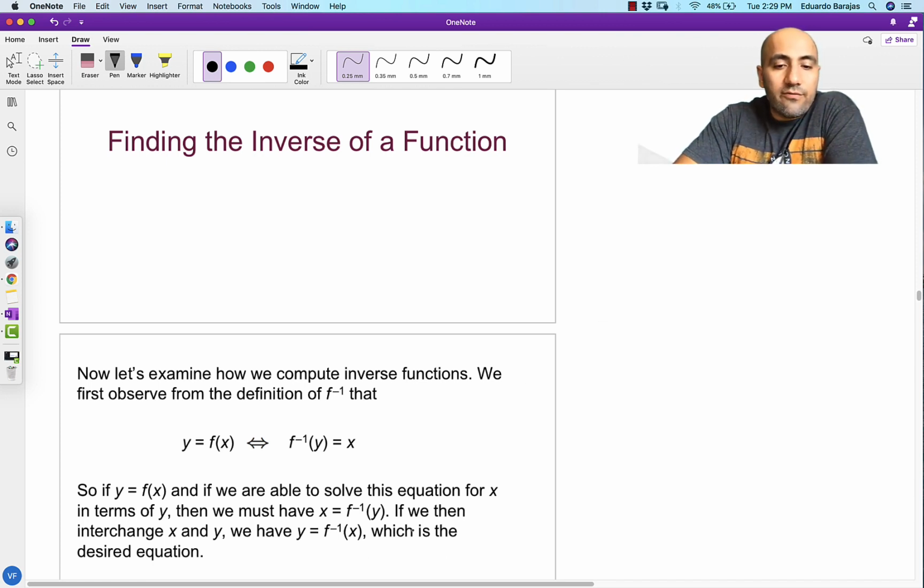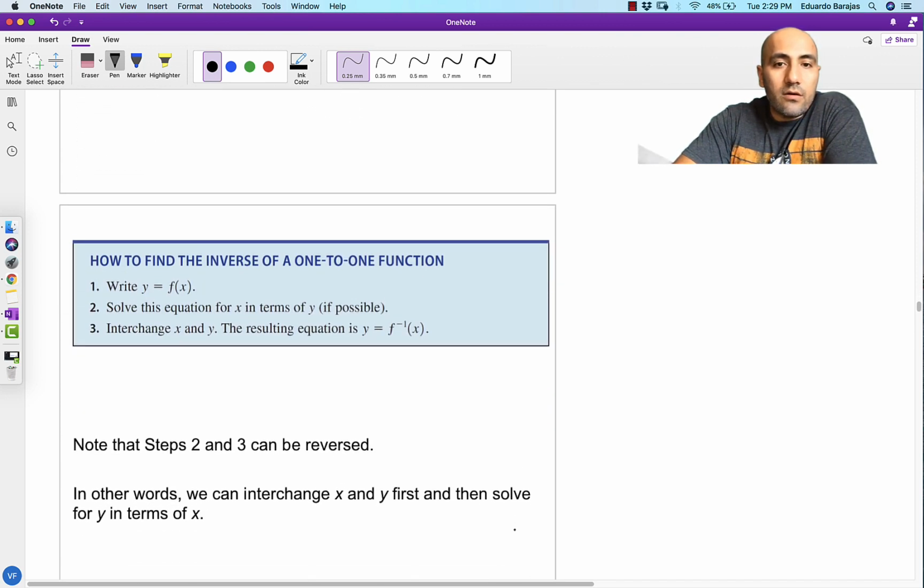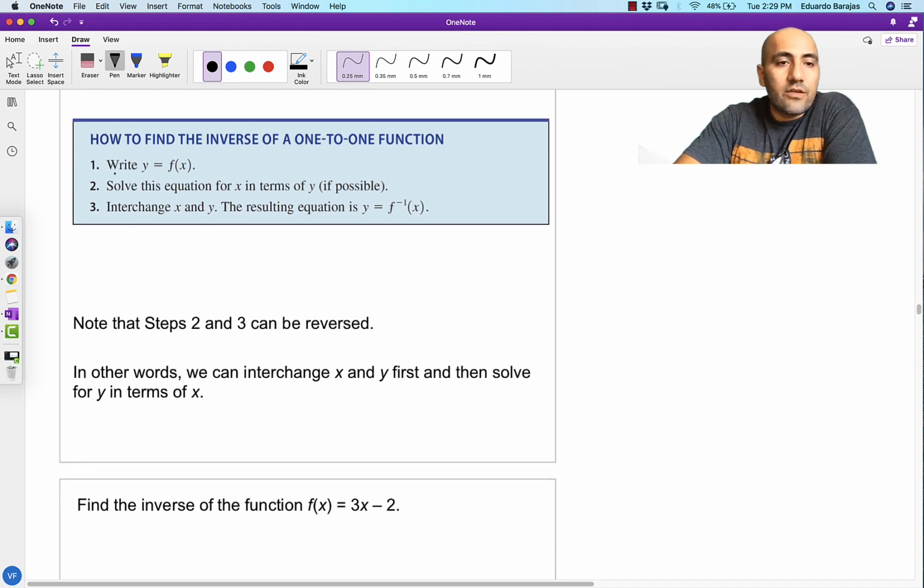Okay, so what does that mean? It just gives you a little framework, little rules that you can follow in order to find the inverse function. So here are those little rules. We're going to start with the given equation and make sure you solve for y. So rewrite it in the form of y equals instead of f of x, right? So get rid of function notation. Y equals f of x. 2, we're going to solve this equation for x in terms of y, if possible. 3, interchange x and y. And finally, the resulting equation, y is equal to f inverse of x.